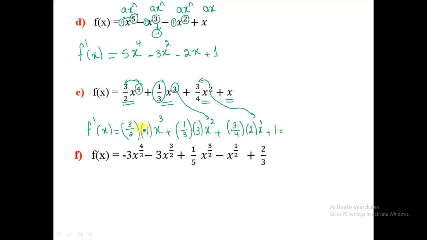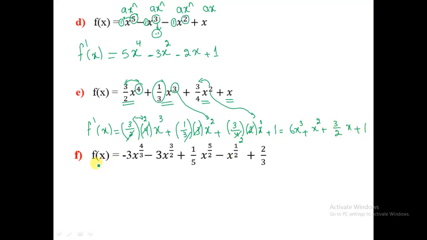The answer is 4 and 2 will be cancelled to get 2, and 2 multiplied by 3 is 6x cubed, plus 3 and 3 will be cancelled to get x squared, plus 2 and 4 will be cancelled, and here we have 2 to get 3 over 2 x plus 1.